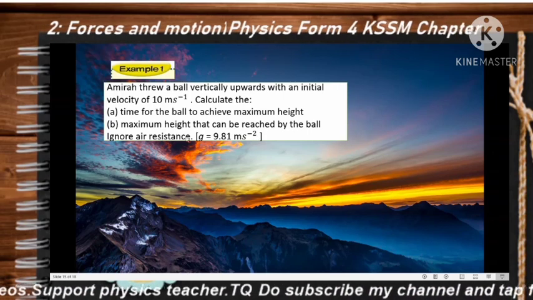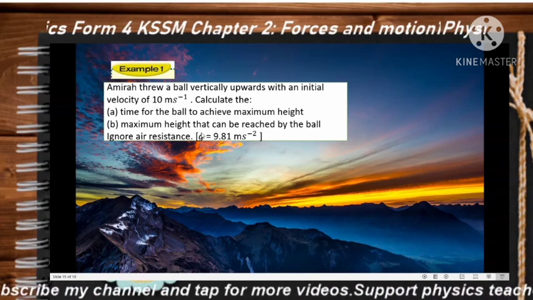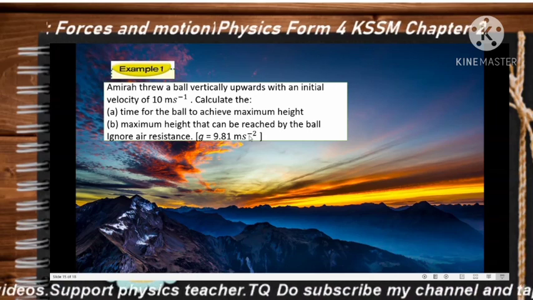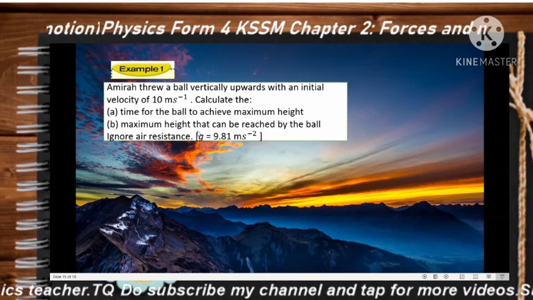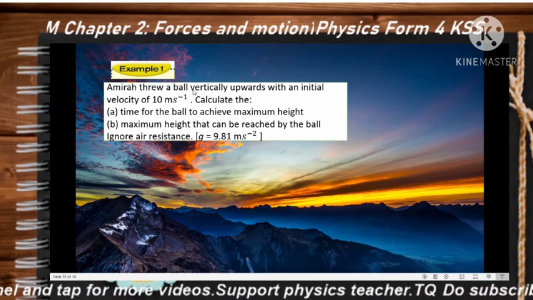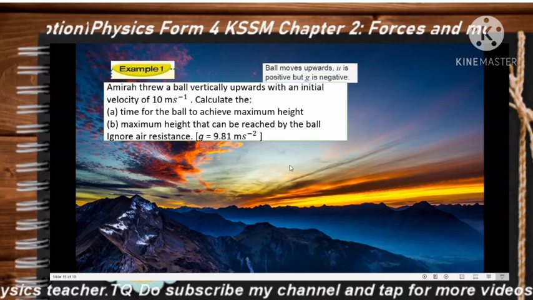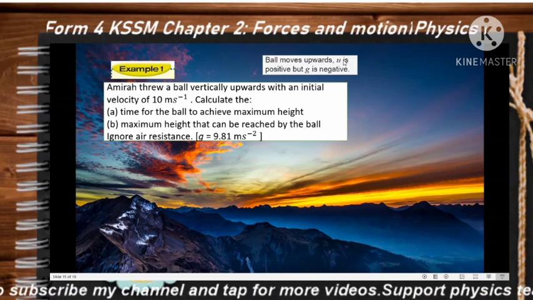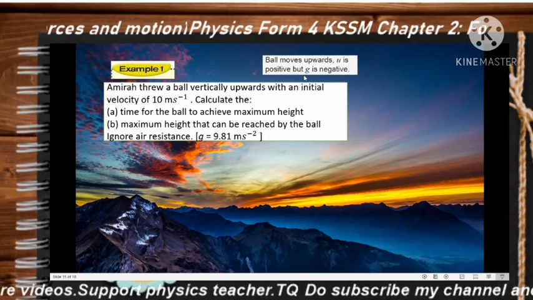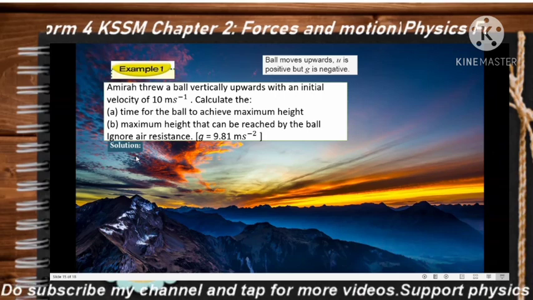The words 'ignore air resistance' mean this is a case of free fall. Thus, the acceleration due to gravity g is equal to 9.81 m s^-2, so you just use the value given here. This is the case of a ball vertically thrown upwards. Now let's try to solve this question. The ball moves upwards, so u is positive but g is negative. Remember, the acceleration due to gravity is always negative.